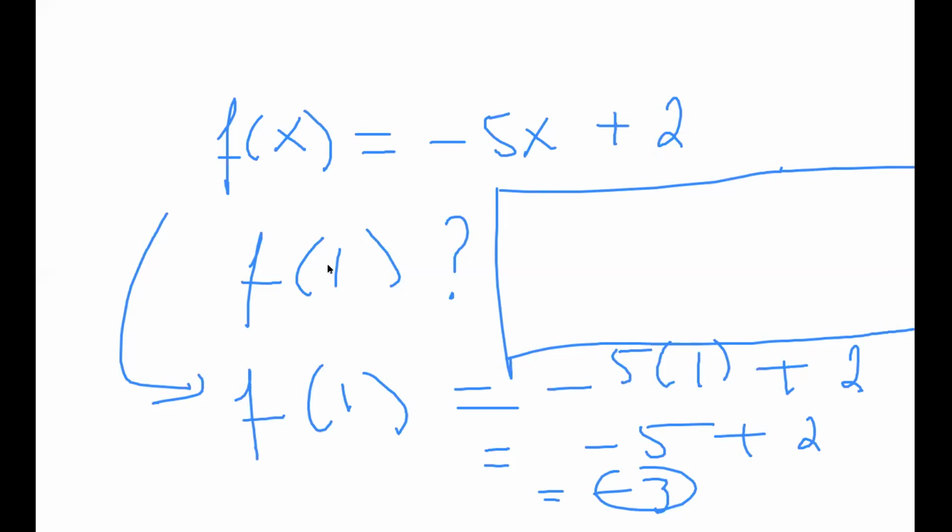Okay, so instead of, let's say you don't have one, I give you a letter. Let's say find F. This is F, by the way. F of, say, A.